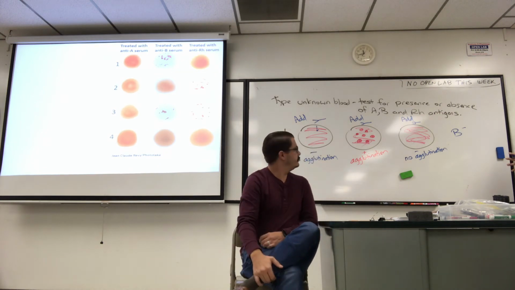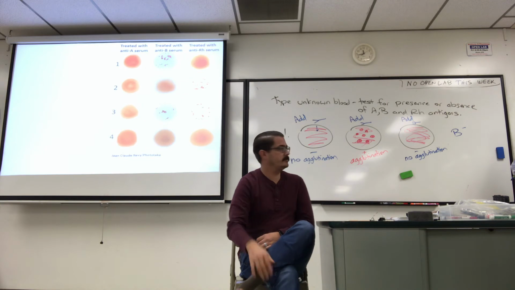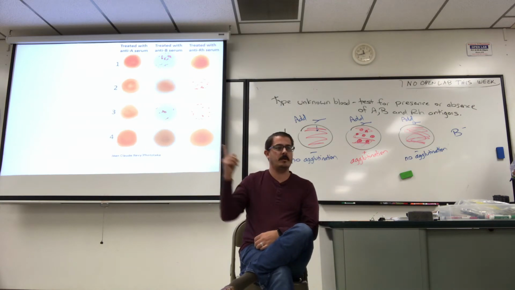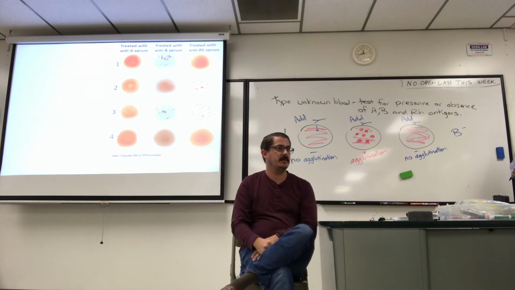Take about 30 seconds and type 2, 3, and 4. It should take you 10 seconds per one if you understand what's going on. 2, 3, and 4. Go.